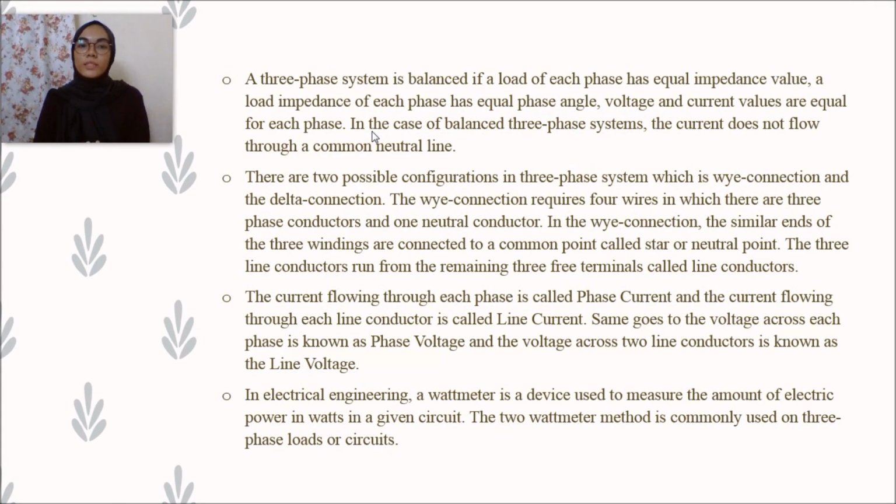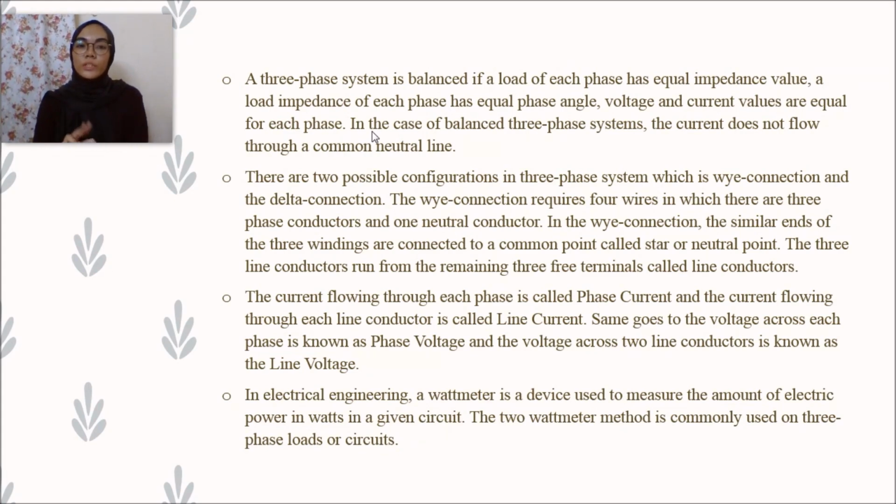A three-phase system is balanced if the load of each phase has equal impedance value and equal phase angle, and the voltage and current values are equal for each phase. In the case of a balanced three-phase system, the current does not flow through a common neutral line.